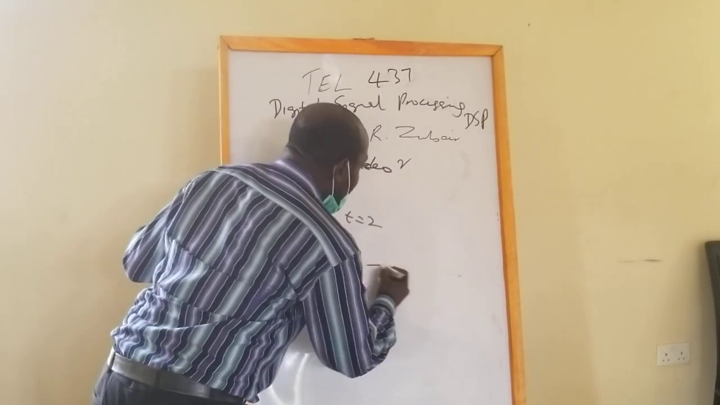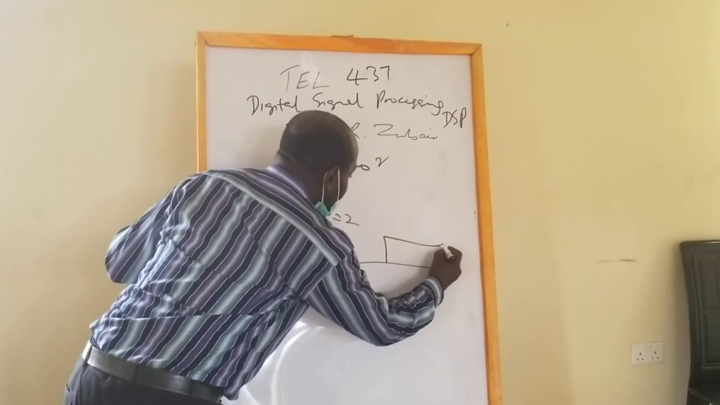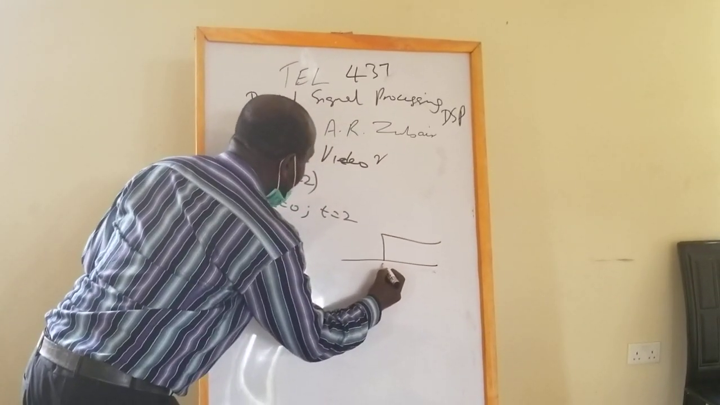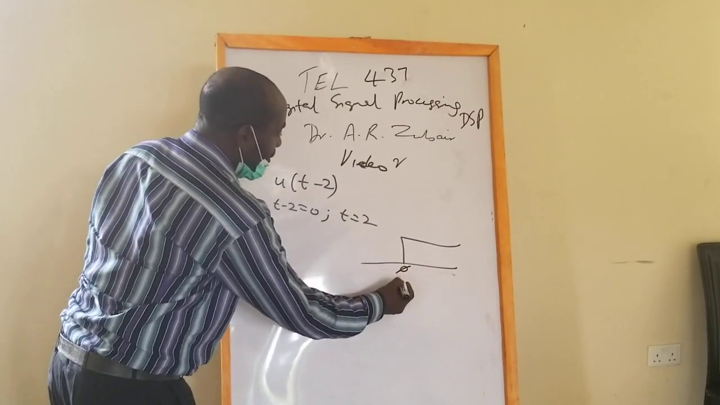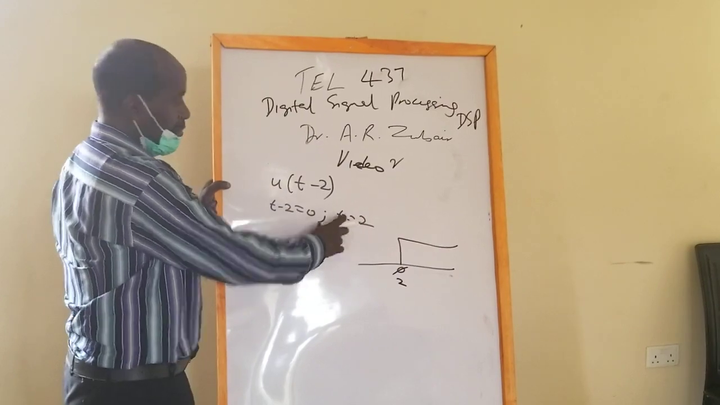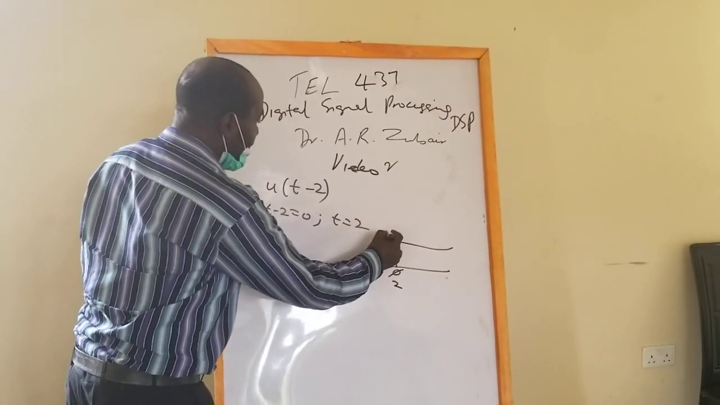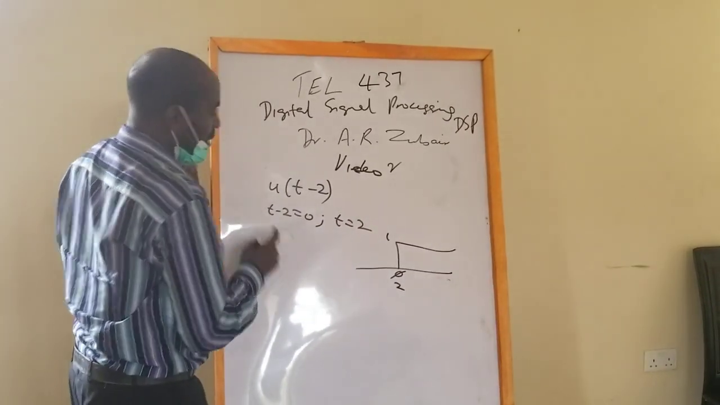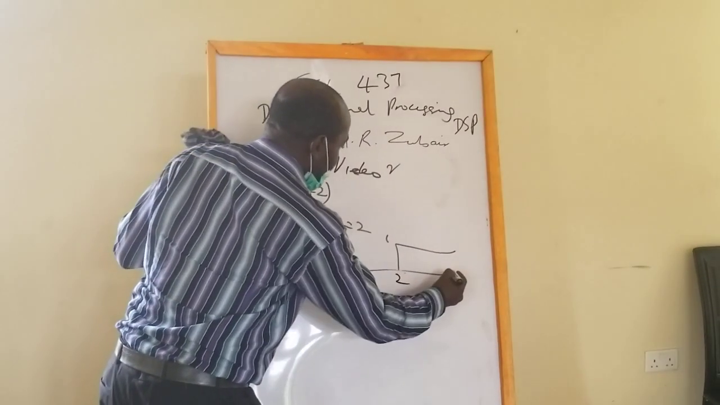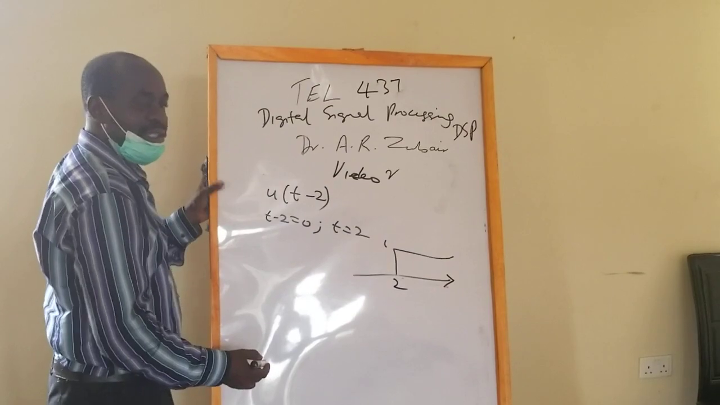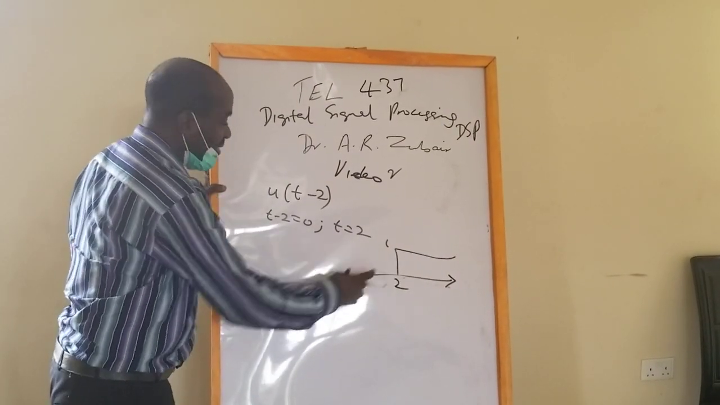So if I'm drawing that, it will now be like this. The switching that normally happens at 0 will no more be at 0. It will now be at 2. The height is still going to be 1 in this case. So let me remove this 0 and write 2 here. So that is shifting. The switching that normally takes place at 0 has shifted to 2.